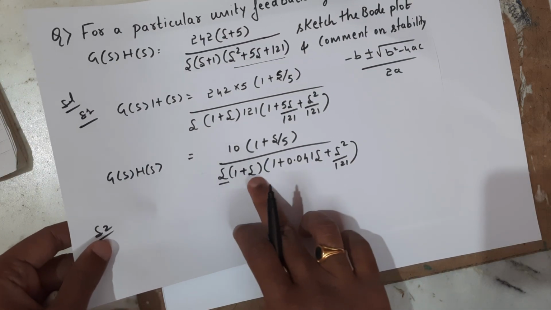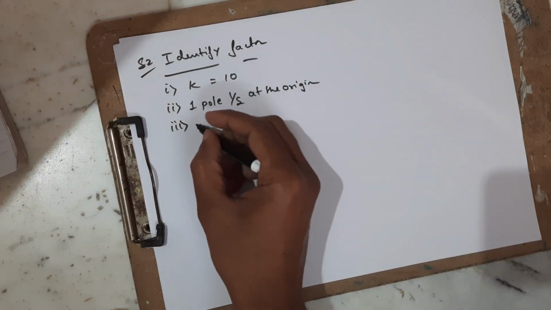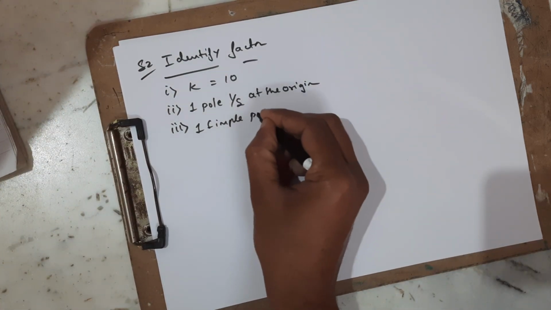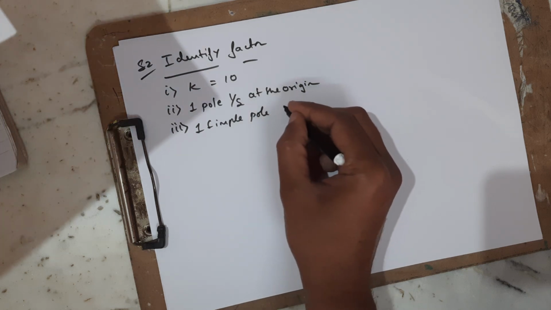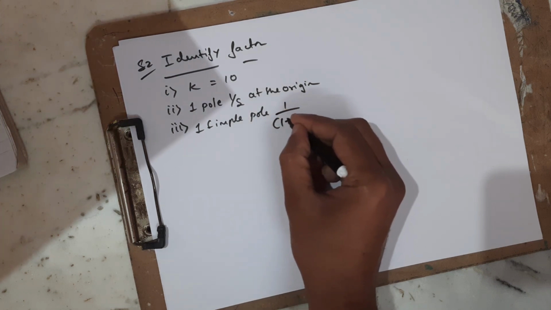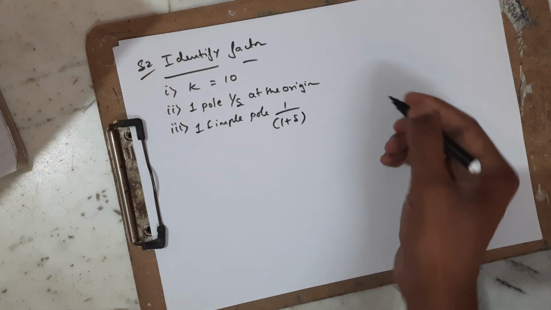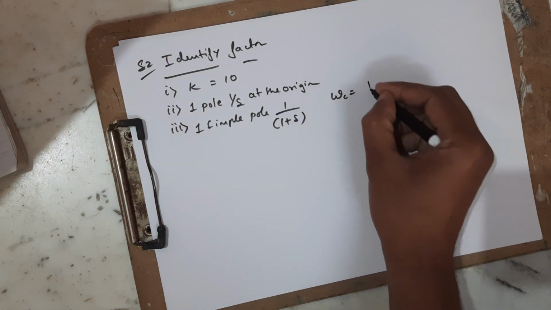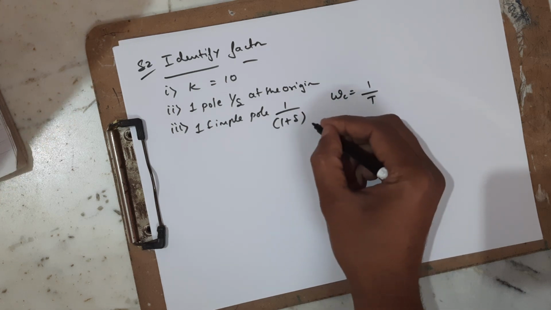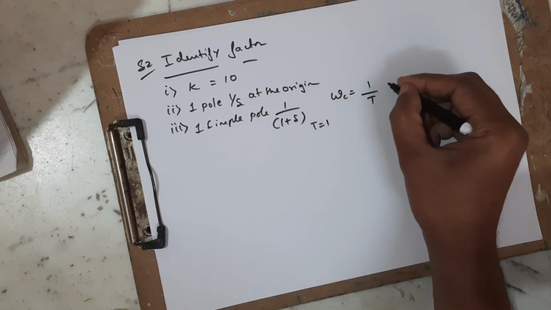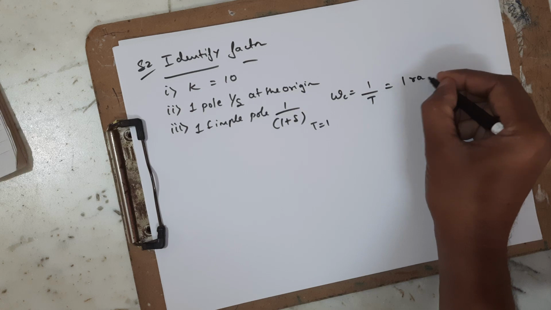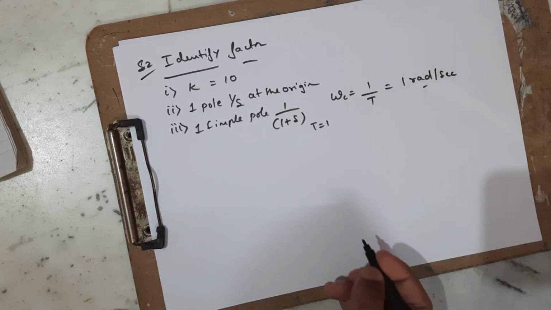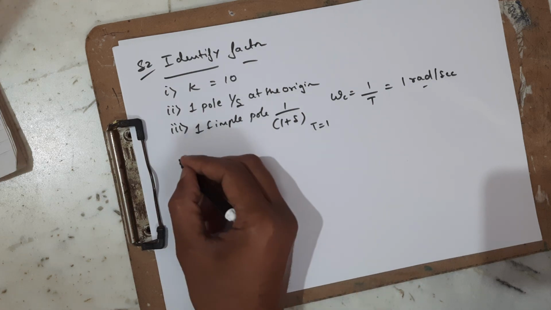Next, third factor. I have a simple pole, right? So one simple pole, how much is that? 1 by 1 plus s. So we need to find out the corner frequency, omega c is equal to 1 by T. So in this case, what is T? It is 1. So therefore it is 1 radian per second. Omega c is equal to 1 radian per second.